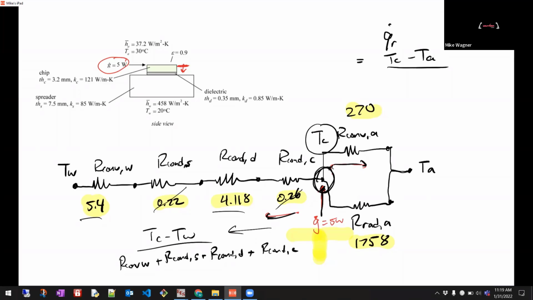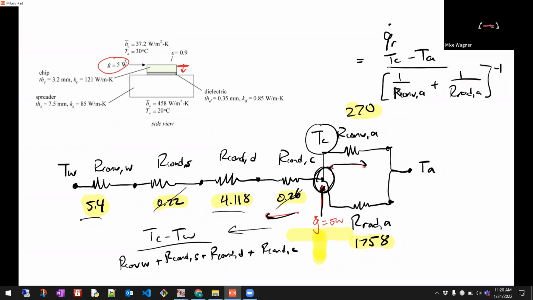Okay, so TC minus TA divided by, well, what's the total resistance to the right? Now we have two resistances in parallel, not in series. So how do we write that? You take 1 over each resistance that you have: 1 over R convection,A plus 1 over R radiation,A, and take the inverse. Take any or all resistances you have in parallel, take the inverse of them, add up the inverses, and then when you're done with that, take the inverse of the whole thing. And that's your parallel resistance model. Okay, so that's to the right.